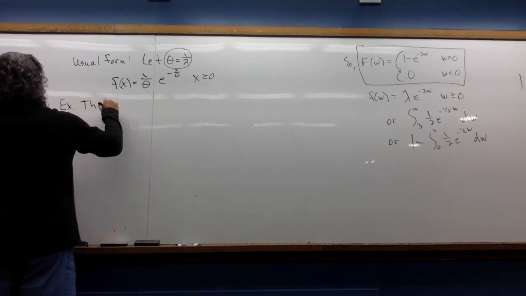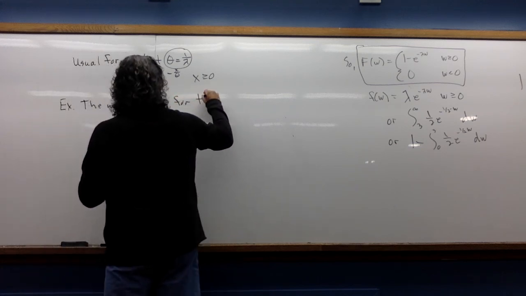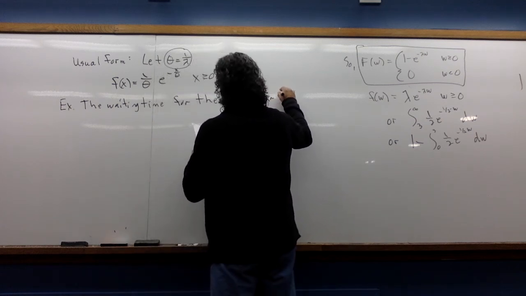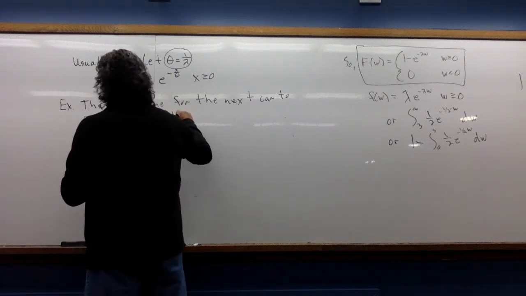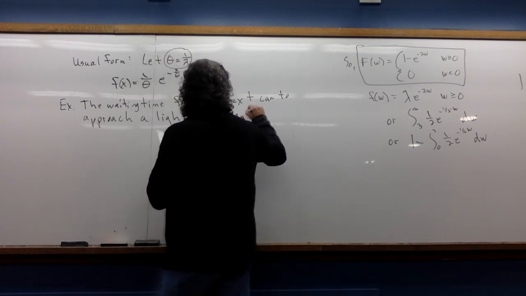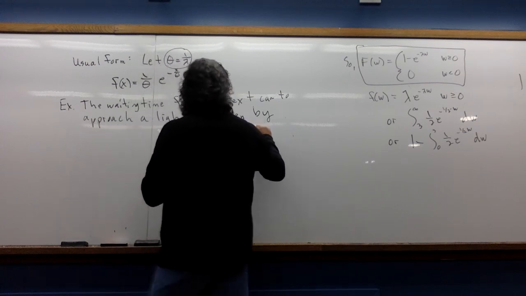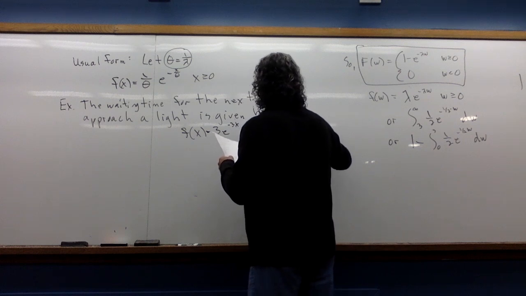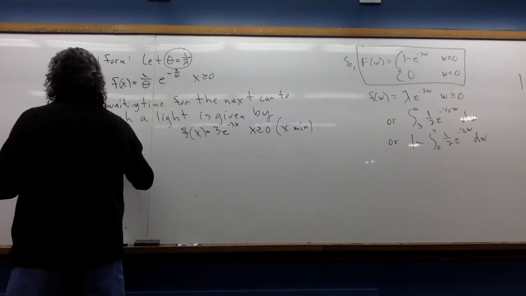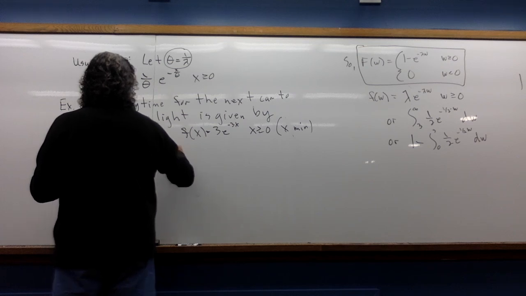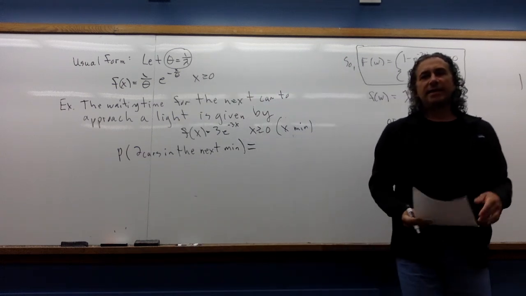Example: the waiting time for the next car to approach a traffic light is given by f of x equals 3e to the minus 3x, where x is in minutes. So my question is, what's the probability that there are 2 cars in the next minute? Again, give that a shot, pause the video.